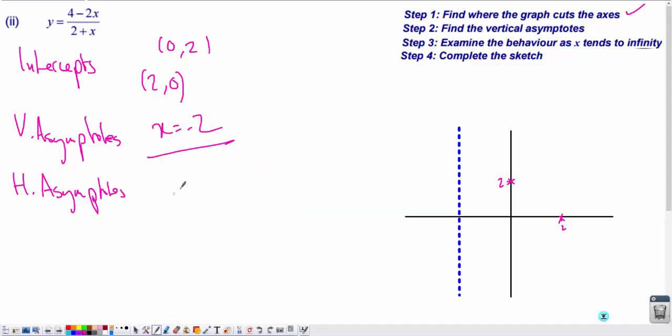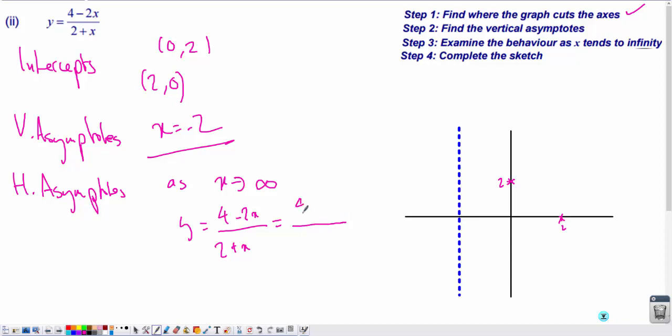Horizontal asymptote, of course, we're just thinking of as x tends to infinity. What does y tend to? Well, y is equal to (4 minus 2x) over (2 plus x). Now, what did I say we're going to do? We're going to divide top and bottom by the highest power of x in my denominator. Remember, we always check with the denominator. So the highest power of x in my denominator is x to the power 1, so I'm going to divide top and bottom by x.